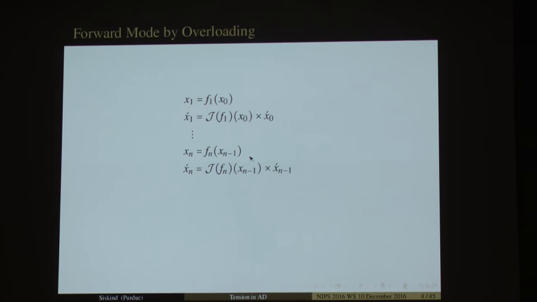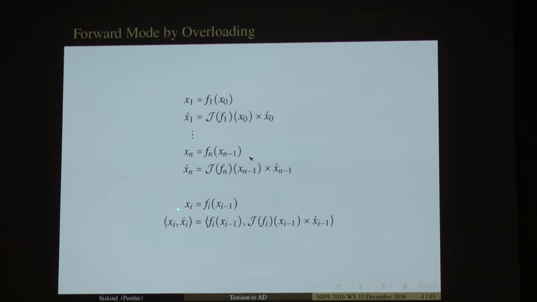So if we want to implement forward mode, we essentially have to take this piece of code. And what we're going to do, as Barak showed, is we're going to implement a transformation where normally each individual primitive operation takes an input and produces an output.